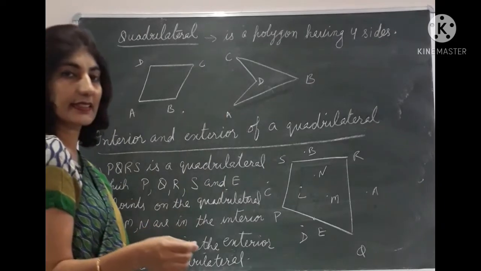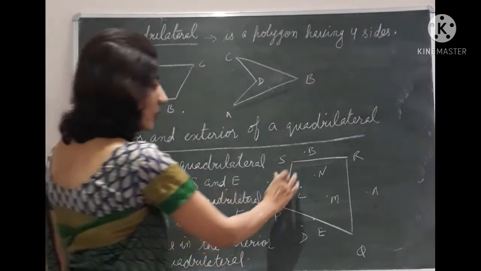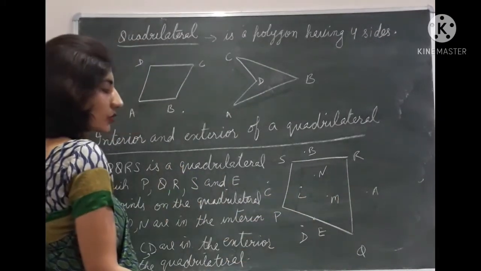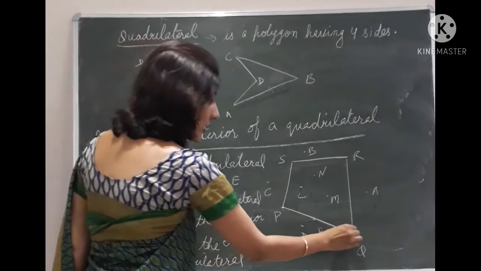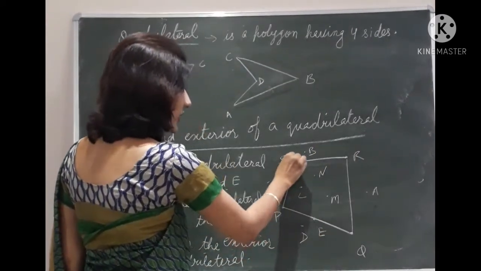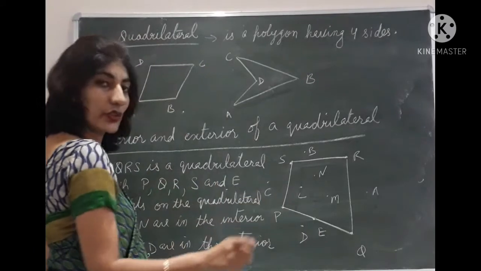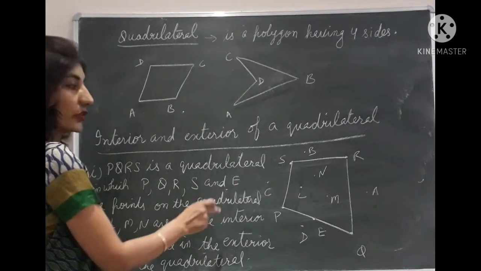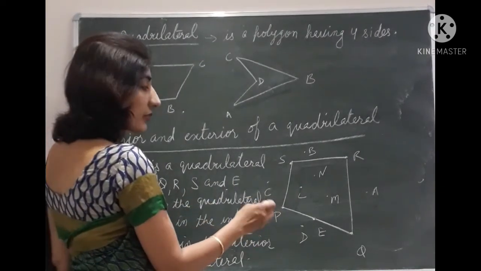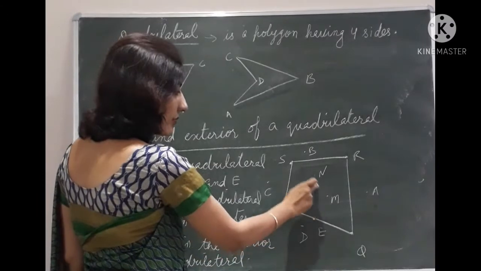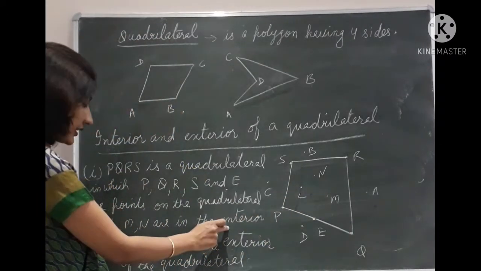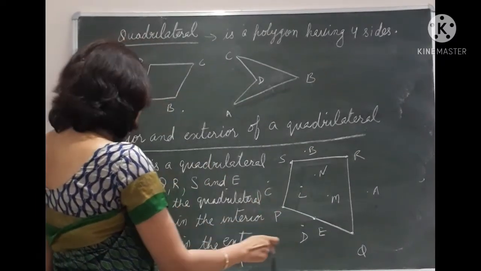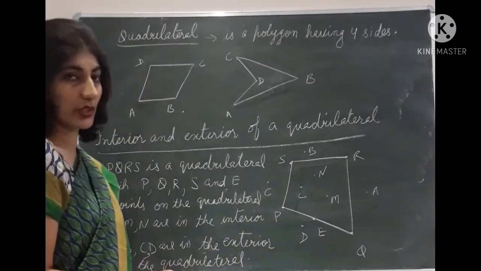Then the interior and exterior of a quadrilateral. I have drawn here one quadrilateral. Let us understand what is interior and exterior. Few points I have taken here. If you see point P, point Q, point R, point S and point E, they are on the quadrilateral. So I have written here P, Q, R, S and E are the points on the quadrilateral. Now which are in the interior, means inside, point L, point M and point N are in the interior. And what about exterior? Point A, point B, point C and point D lie in the exterior of the quadrilateral.